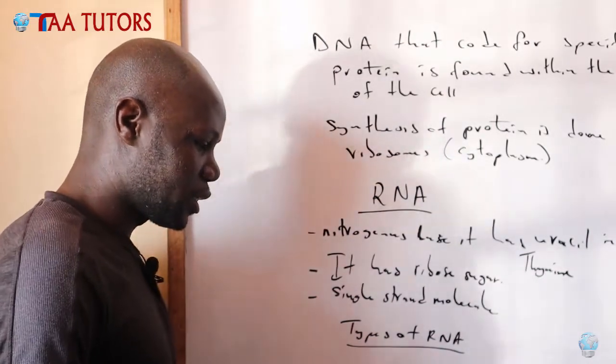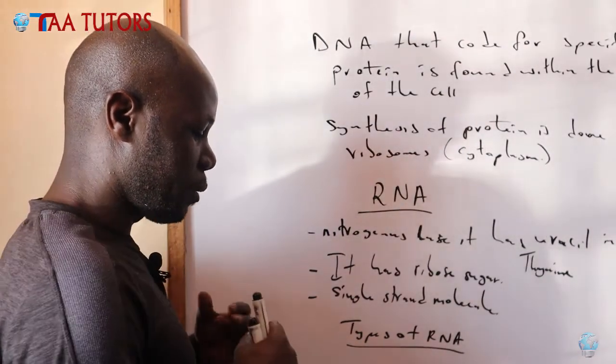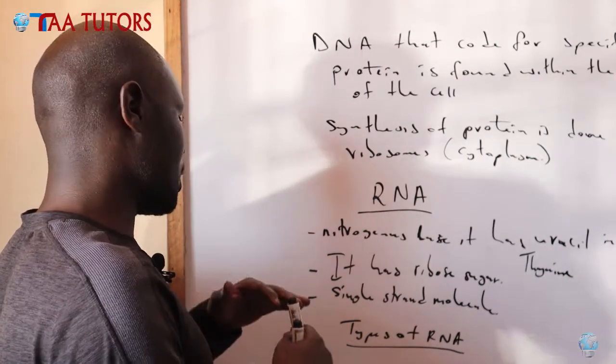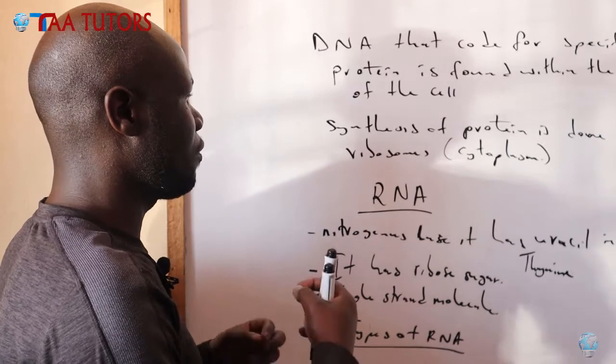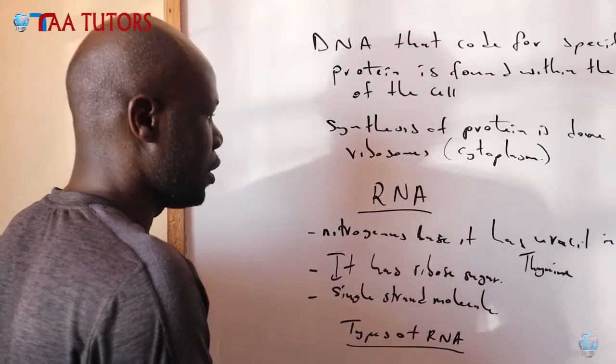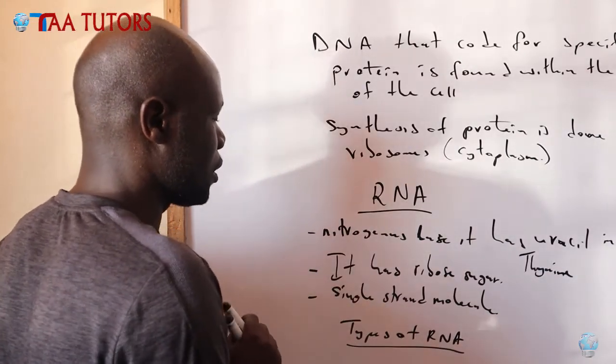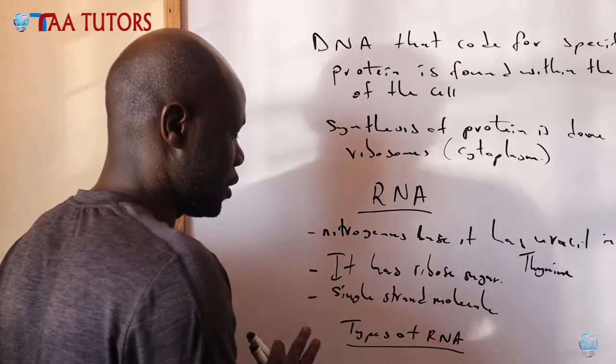Then the last thing is that it makes up the bulk of the ribosomes themselves, so that the ribosomes can bind all these amino acids and give us the specific protein that the body needs. Those are the processes that are involved in protein synthesis.